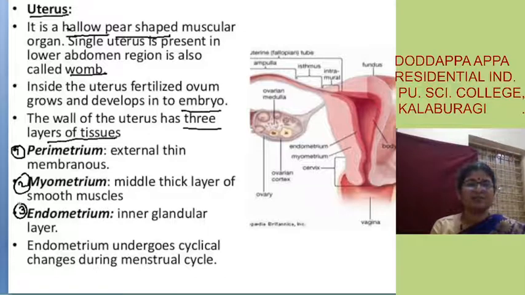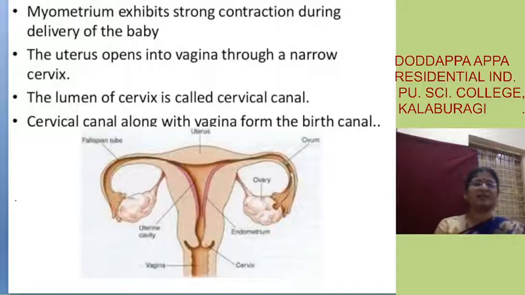It is a structure which is made up of glandular layer. It will be forming and degenerating. And this endometrium undergoes cyclical changes during the menstrual cycle. So that is about the uterus. Now let us go to the next slide.